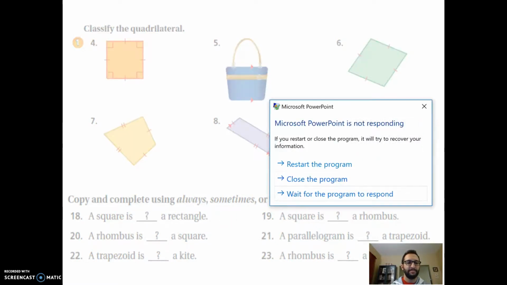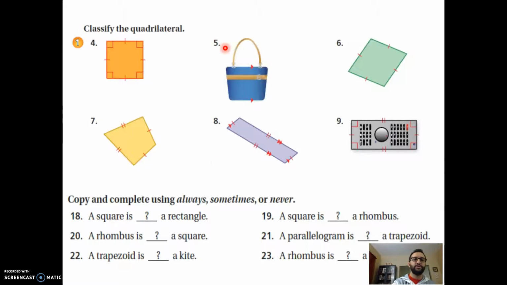As I was saying, I want you to classify these using their best name possible, and then flip the page over. Then talk about these with your partner. Figure out if each statement is true always, sometimes, or never. I'll do number 18 with you, and then you can get started on these independently. So, a square is always, sometimes, or never a rectangle. One thing to do is look at your flowchart.